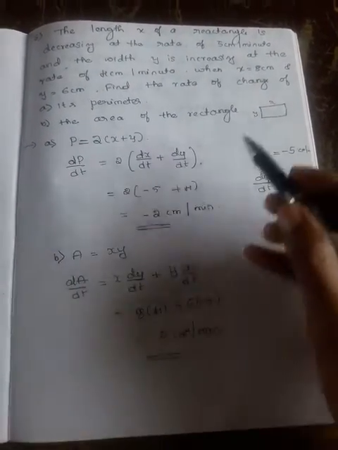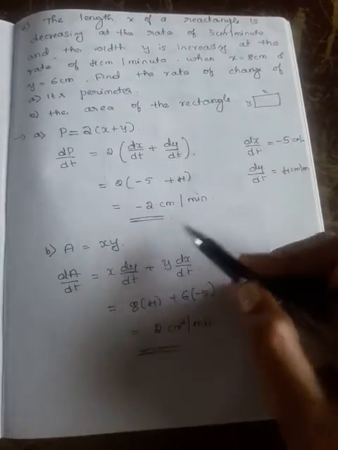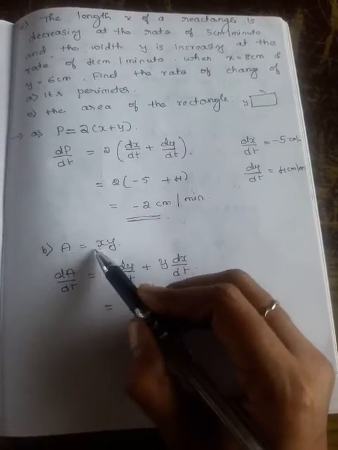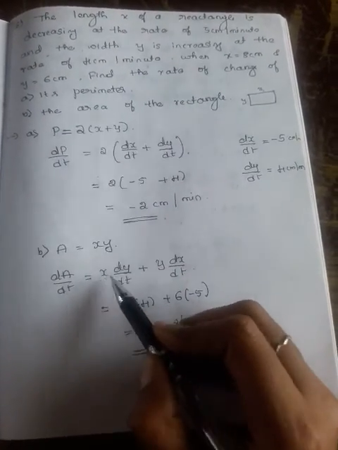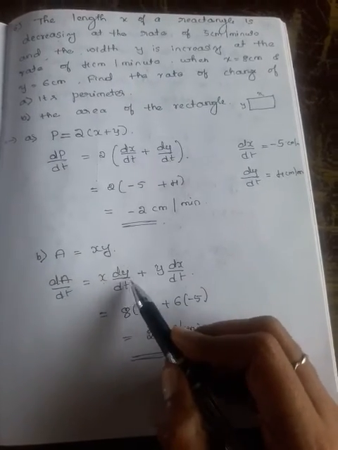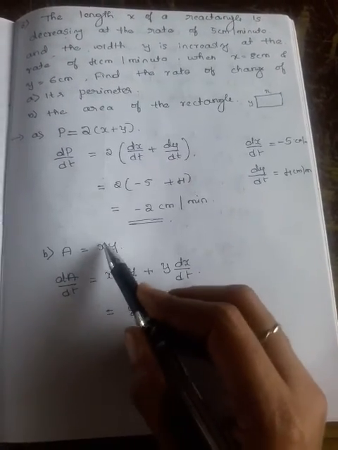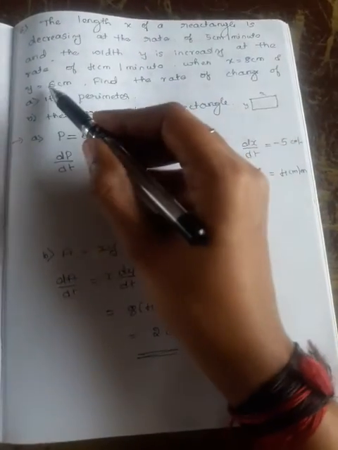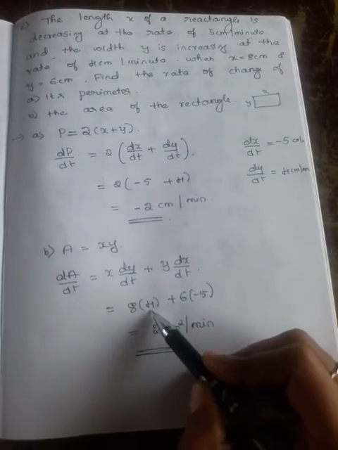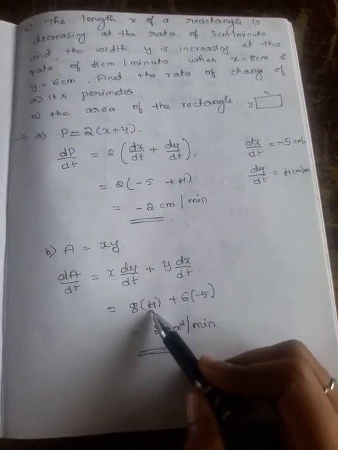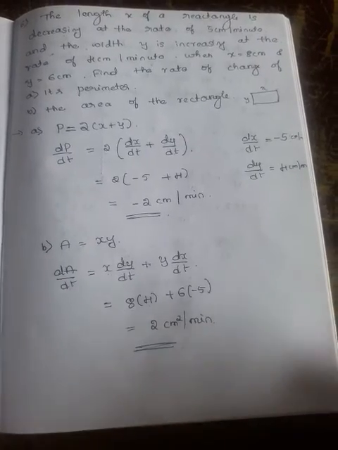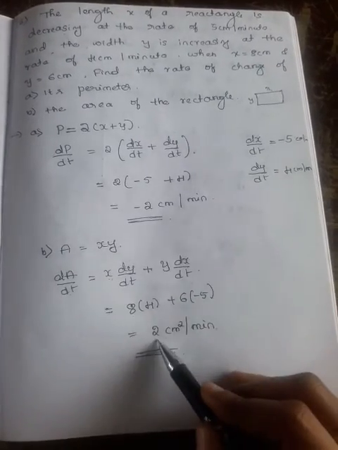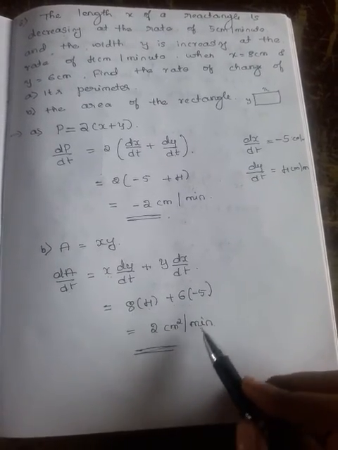Next is the area. Area is length into width, so A is x into y. Differentiate with respect to t; here we have to use the product rule. First term into differentiation of second term, that is dy by dt, plus second term into differentiation of first term, dx by dt. The x value is given as 8 centimeter and the y value is 6 centimeter. 8 into 4 plus 6 into minus 5. 8 fours are 32, minus 6 fives are 30. 32 minus 30 is 2 centimeter square per minute.